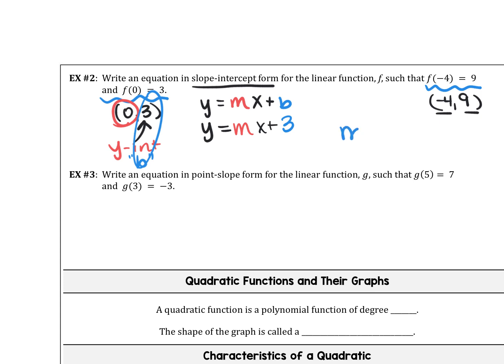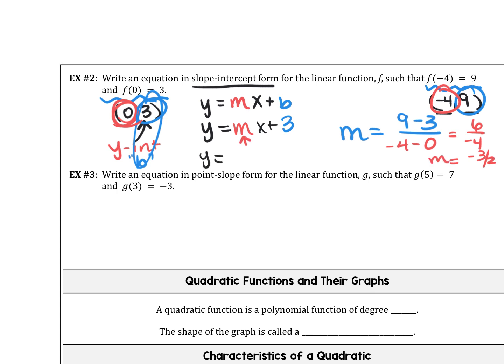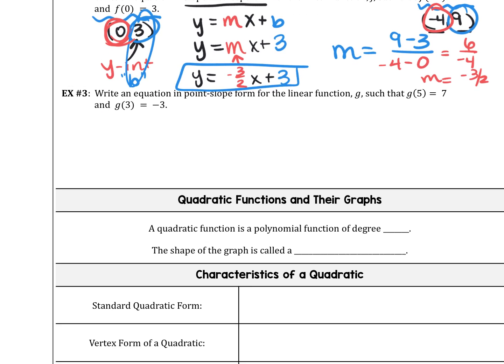In order to find the slope, we're going to take y2 minus y1 all over x2 minus x1. So again, that's the change of y over the change of x, and we get 6 over -4, which reduces to -3 over 2 as your m. So that's going to go right here. So we've got y equals m x plus b, and that's your slope-intercept form.